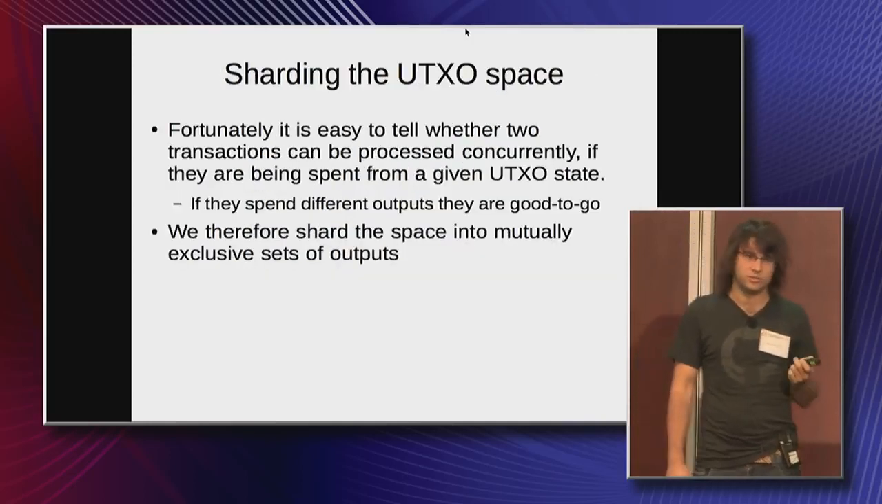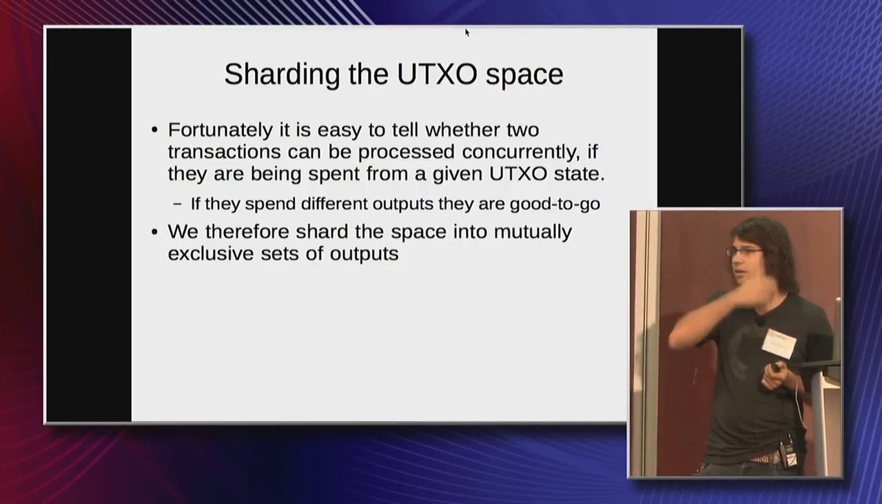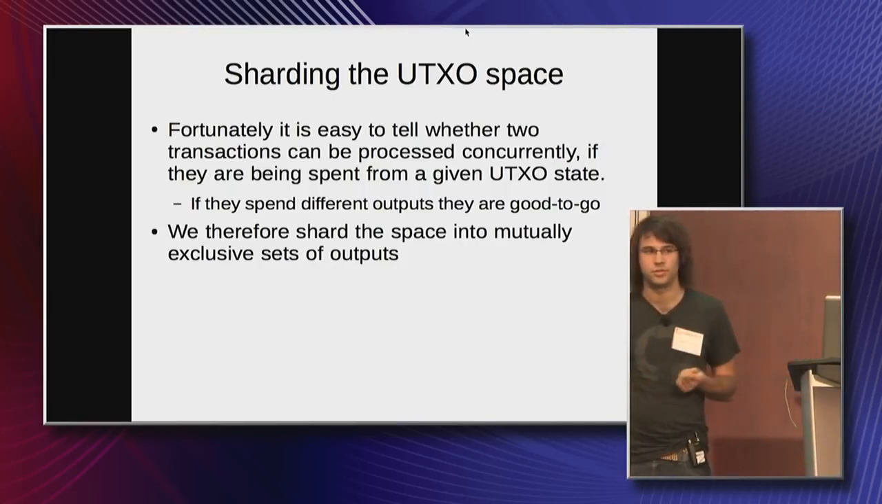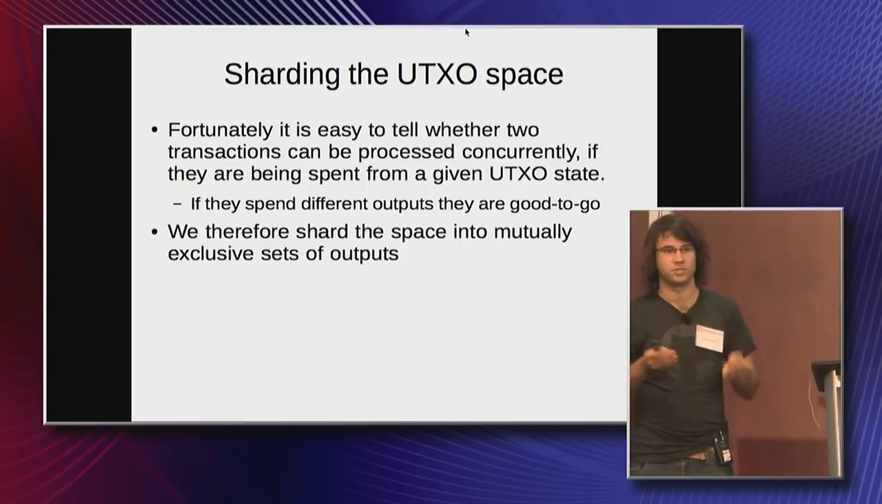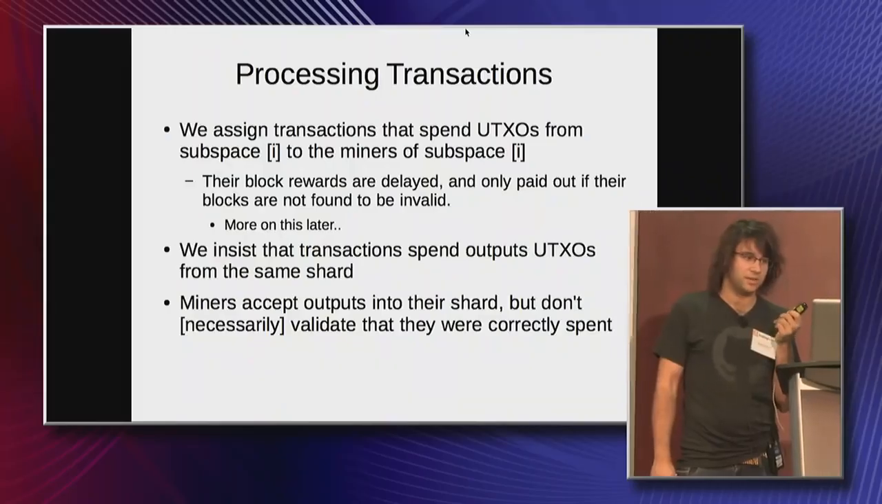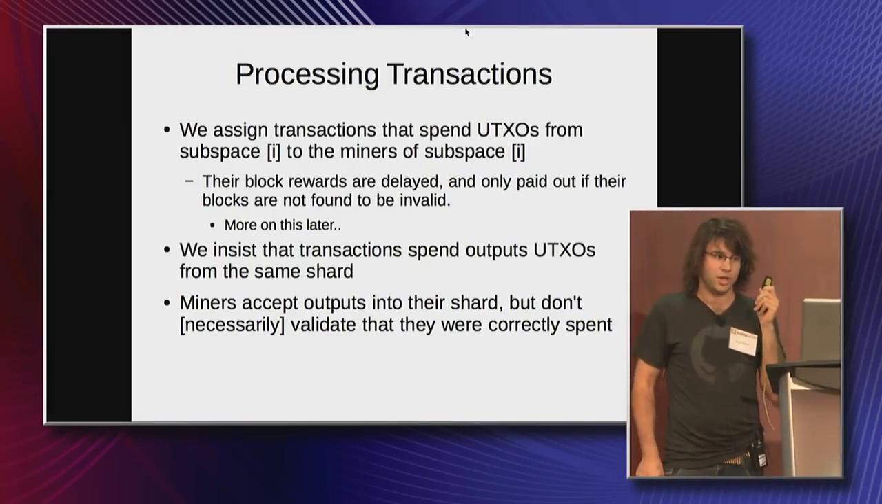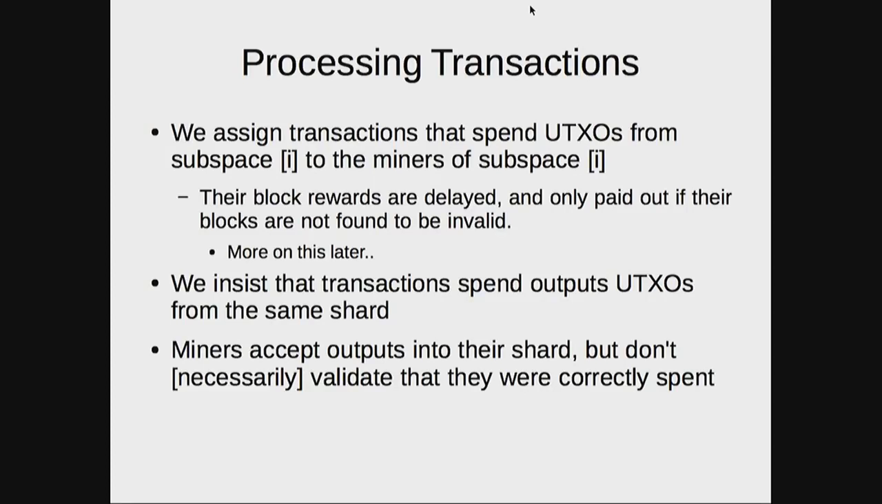And then we need to shard the UTXO space. Luckily in Bitcoin, it's pretty easy to see if transactions can be processed in parallel or not. It basically depends on whether or not they spend the same UTXO, at least from a given UTXO state. If they spend the same UTXO, then only one of them can get in. If they spend different ones, you can process them concurrently. So we're just going to split the UTXO space into mutually exclusive sets. And we're going to insist that transactions that spend inputs from shard I are mined by the miners we place in shard I.